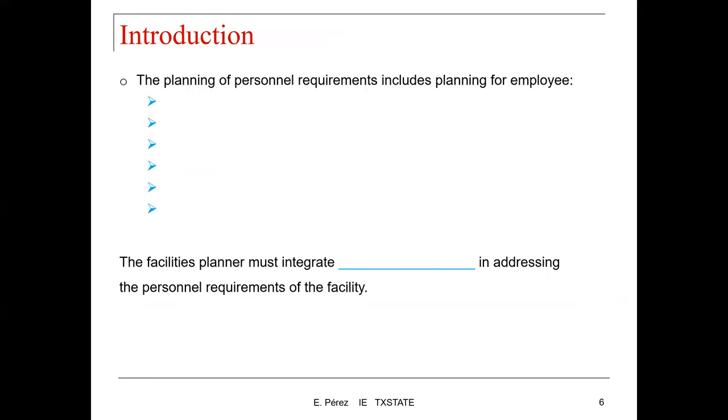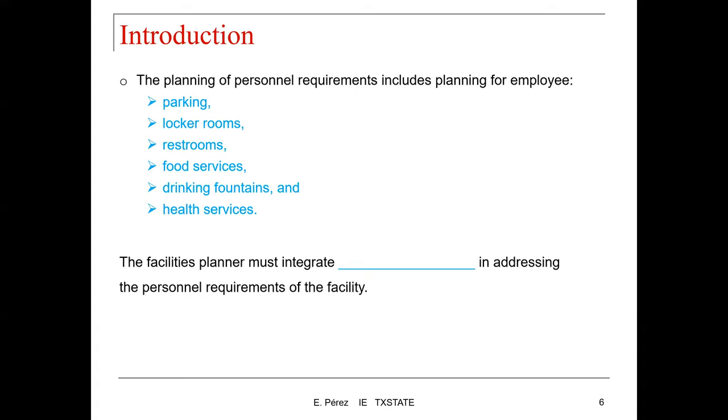So as an introduction, the planning of personal requirements includes planning for employee parking, locker rooms, restrooms, food services, drinking fountains, and health services. When we are designing a facility for a company in which we are going to be producing some items or producing a specific product, the facility needs to accommodate for personal requirements. In this list, I'm discussing some of the most important ones: parking, locker rooms, restrooms, and so on. So the facilities planner must integrate barrier-free designs in addressing the personal requirements of the facility.